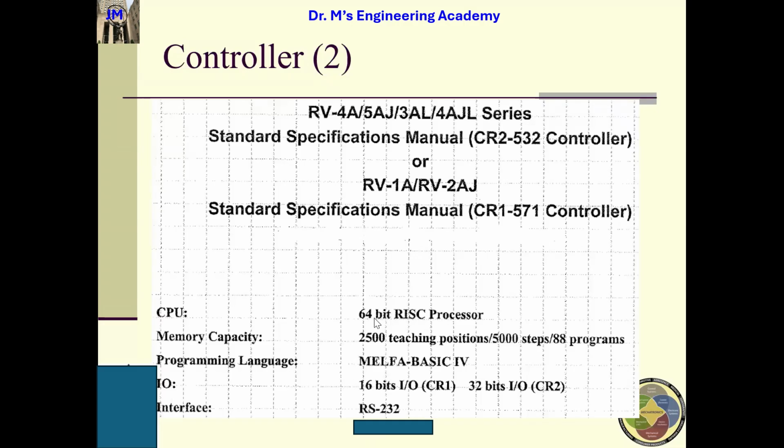So here we have the CPU, memory capacity, programming language Alpha Basic 4, I/O, and we have 16-bit I/O or 32-bit I/O, and the interface, where we use RS-232. RS-232 is a very reliable one, and it has been used for many, many years. Any questions, guys? For a PLC, the program language is different, right? For industrial robots, the program language is Alpha Basic 4 or 5.